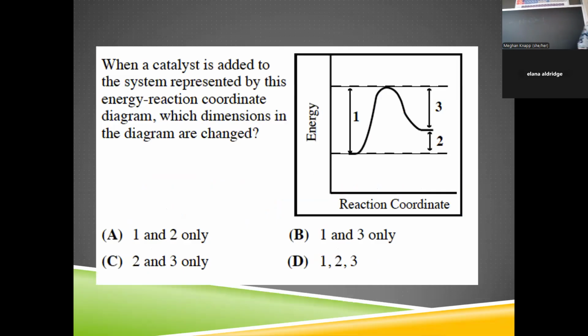Okay. A catalyst, going back to what somebody said before, a catalyst is added to this system represented by this energy diagram. Which dimensions in the diagram are changed? So we're going to have changes in size of possibly number 1, possibly number 2, possibly number 3. So when we looked at the catalyst, sometimes it's 2 steps. How is the hill for the catalyst different from this hill? It's going to be short, right? And so what it does is it lowers the activation energy. So which of those numbers is measuring the activation energy?